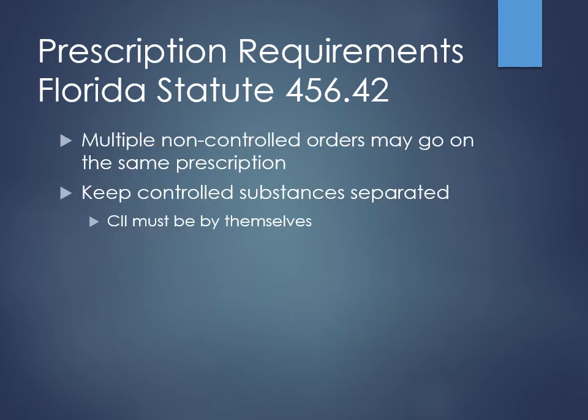Okay. When dealing with multiple medications, for our purposes, I like to keep things separated, but you can put multiple non-controlled substances together on the same script as long as it's easily legible. It's easy to tell which instruction goes with which drug. However, you need to keep controlled substances separated from those. So you can have multiple C3s or C4s together on a script, but C2s have to be by themselves, right? In general, if you're writing controlled substances, just keep them on separate pages.